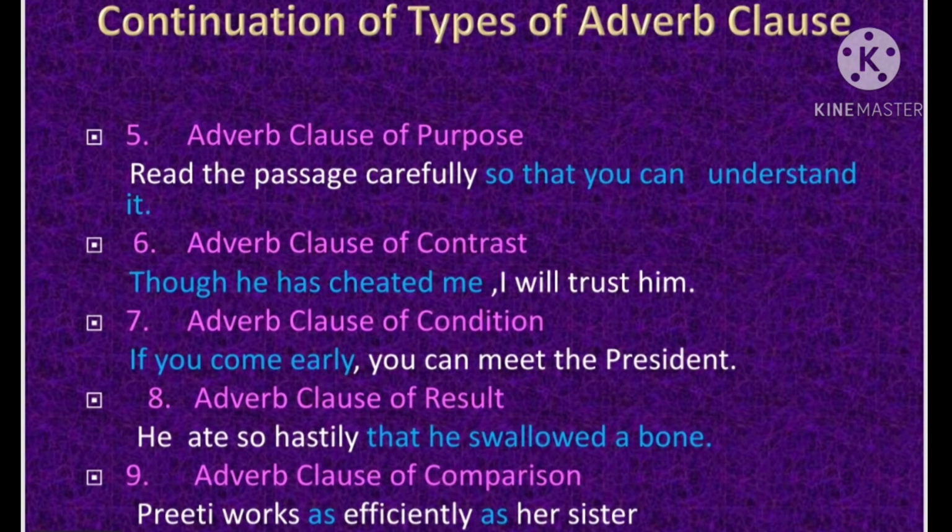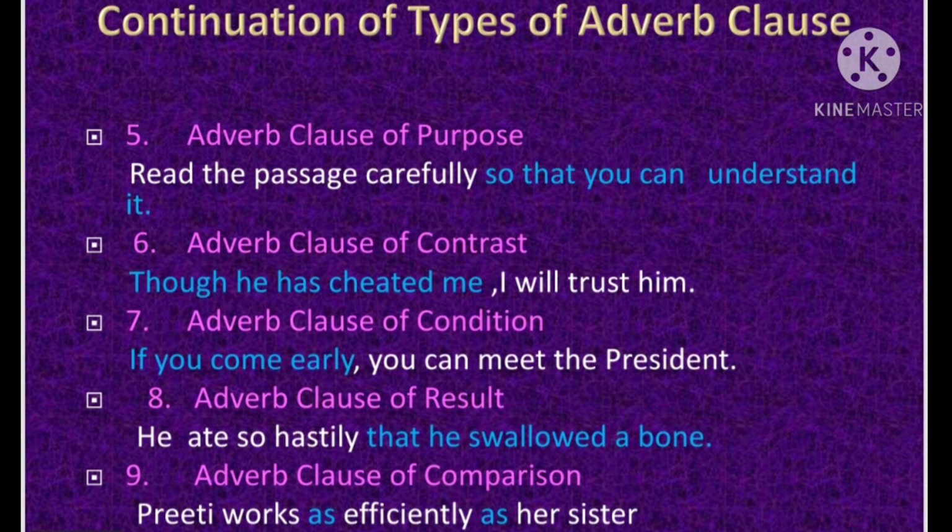Fifth type, adverb clause of purpose. Read the passage carefully so that you can understand it. Read the passage carefully, main clause; so that you can understand it, subordinate adverb clause of purpose, with so that as the subordinator. The subordinate clause modifies the adverb carefully in the main clause. Now you will say, why not the verb, ma'am? Because here it's not about the verb, but the subordinate clause is modifying the adverb carefully. How to read the passage? Carefully, so that you can understand it.